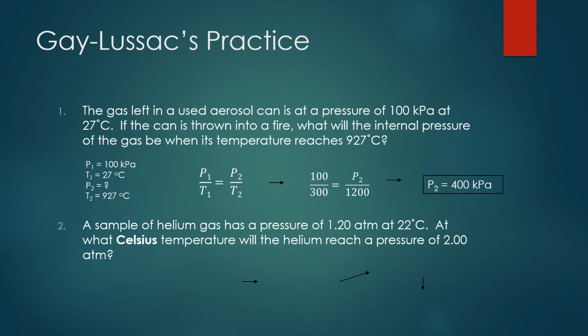For problem 2, I'm going to go ahead and read it. I'll give you a few minutes to set it up, and then solve on your own. A sample of helium gas has a pressure of 1.20 atm at 22 degrees Celsius. At what Celsius temperature will the helium reach a pressure of 2.00 atm? Now remember, it's good habit to go ahead and convert your Celsius temperature to Kelvin and then convert it back to Celsius. So take a minute, go ahead and set it up, and I'll walk this with you.